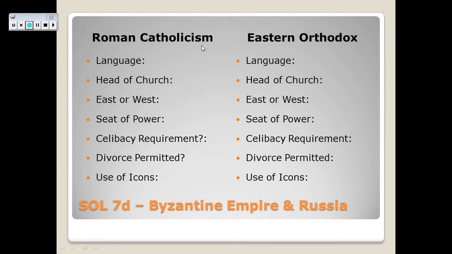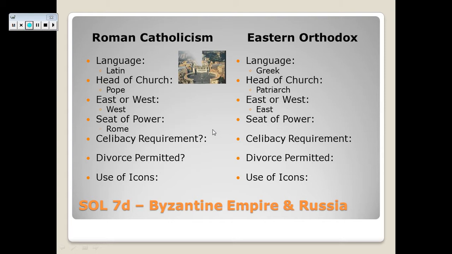Now let's talk about the differences here. In Roman Catholicism, the language is Latin. In Orthodox, it's Greek. The head of the Roman Church is the Pope. The head of the Greek Church is the Patriarch. The Roman Catholic Church can be found primarily in the West. The Orthodox Church would generally be in Eastern Europe. The seat of power is still Rome. The seat of power for the Orthodox Church is going to be Constantinople.